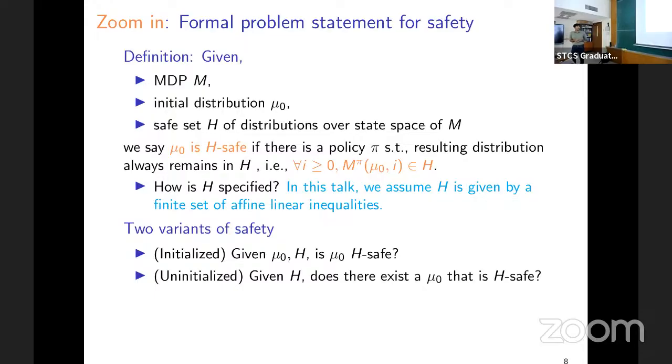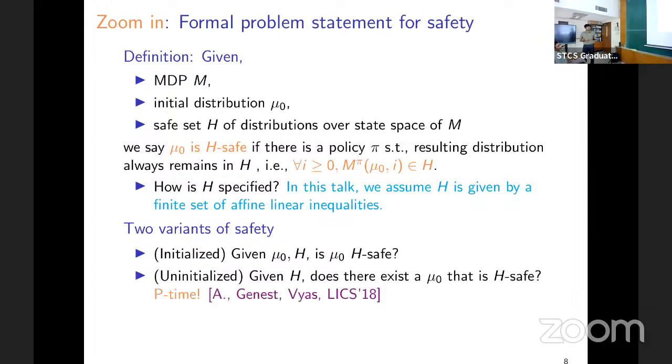But before I have examples, I want to ask this question. You can have two variants. One is, I'm given mu0, the initial distribution, and I ask whether from mu0 it is H safe. Or I can ask, given just the set, does there exist a mu0 such that it is H safe?